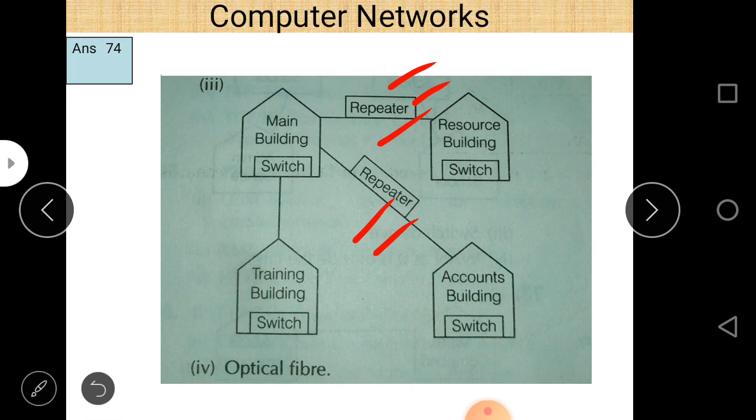Next is the last part. The NGO is planning to connect the international office situated in Delhi. Which of the following communication links will you suggest for very high speed connectivity? Telephone on analog line, optical fiber, or Ethernet cable? Obviously there is no doubt at all: optical fiber cable is the best answer. Among the media, optical fiber cable is the best. So we use optical fiber cable here.